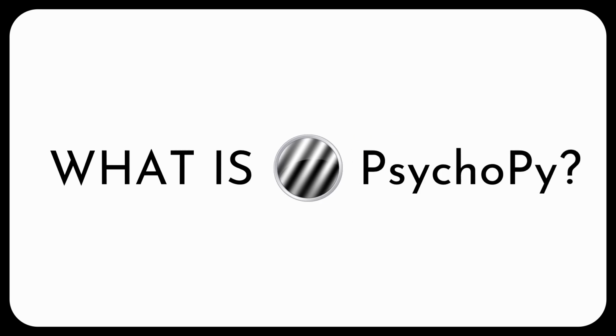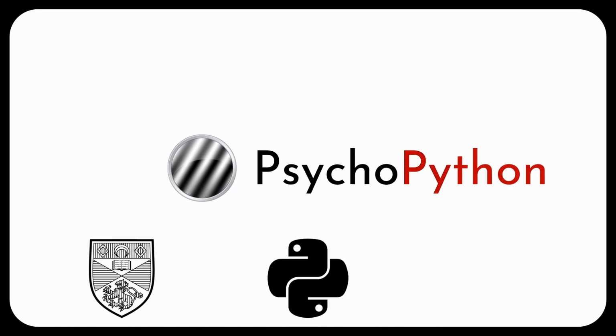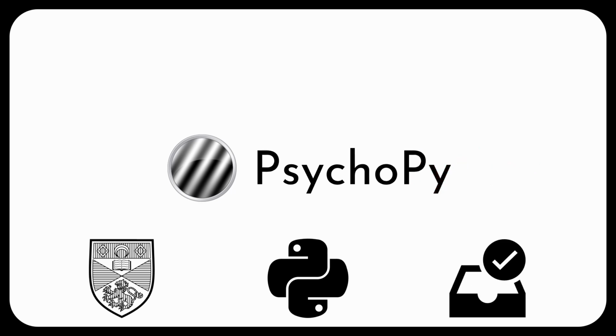So what is PsychoPy? In short, it's a free open source package for designing and running experiments in psychology and neuroscience. And fun fact, it was actually created by a St. Andrews psychology graduate. PsychoPy is written in and for Python, hence the Pi in its name. But unlike most other Python packages, it is extremely easy to set up. It's literally as simple as installing an app.